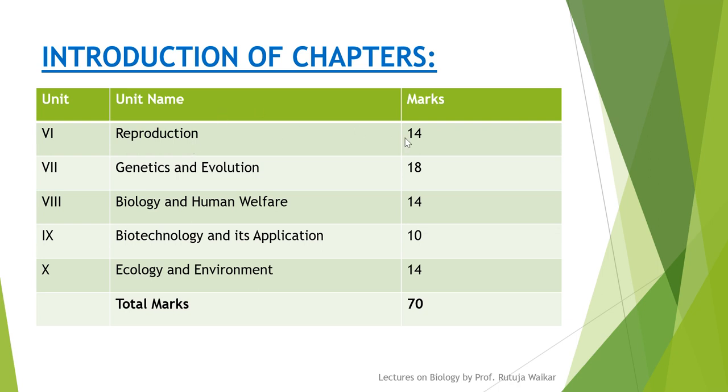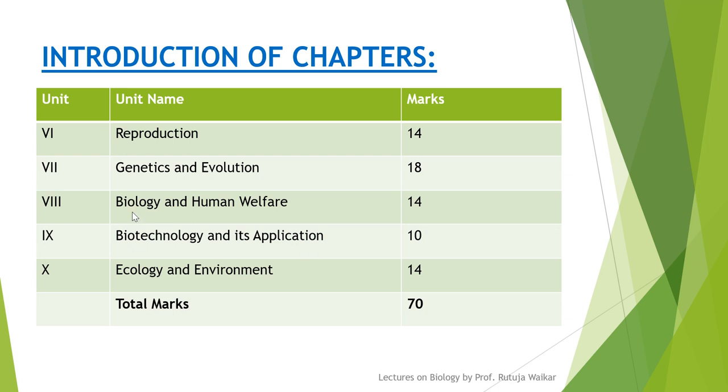I will also tell you how many marks are included in every unit. So the 6th unit, Reproduction, has a total of 14 marks. Under reproduction there are a total of 4 chapters. Then the next unit, the 7th unit, is Genetics and Evolution. This has a total of 18 marks, and under unit 7 there are a total of 3 chapters.